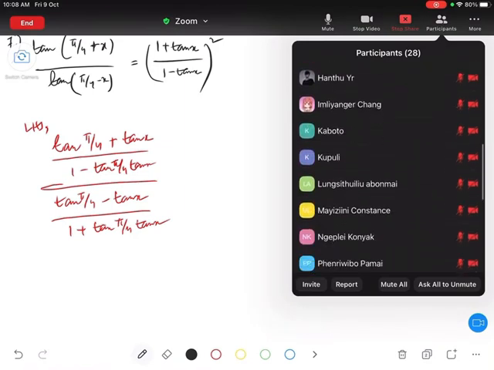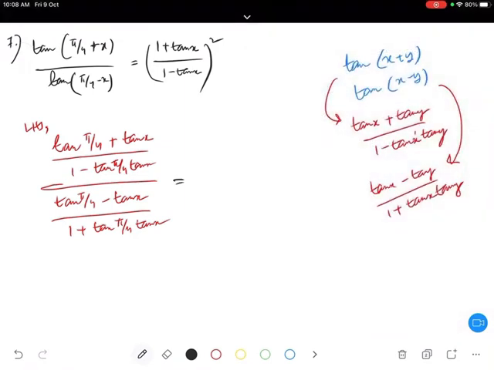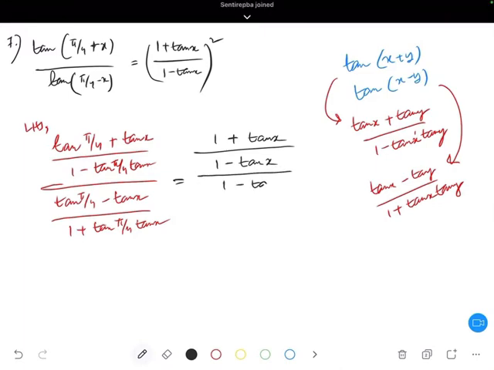Understood? Now, what is the value of tan pi by 4? The value of tan pi by 4 is 1. So I will write (1 plus tan x) divided by (1 minus tan x), because tan pi by 4 is 1, and divided by, look at the numerator, again 1 minus tan x, and the denominator is 1 plus tan x.